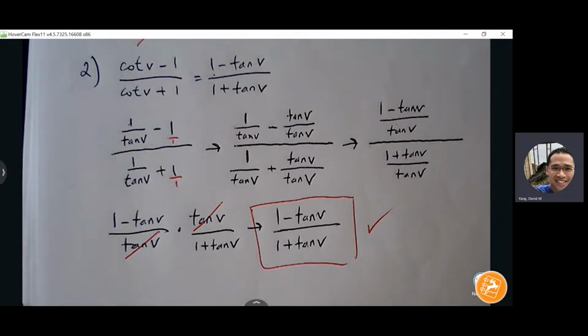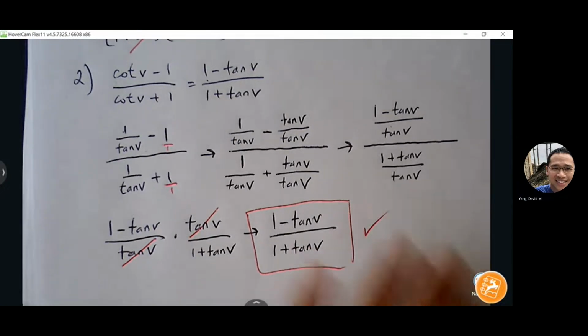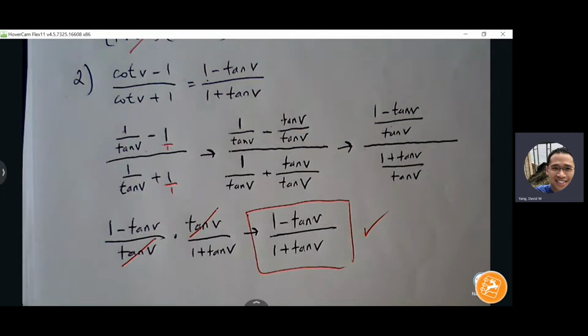Okay, number 3. All right, does anybody still need to look at number 2? Okay, here's number 3.